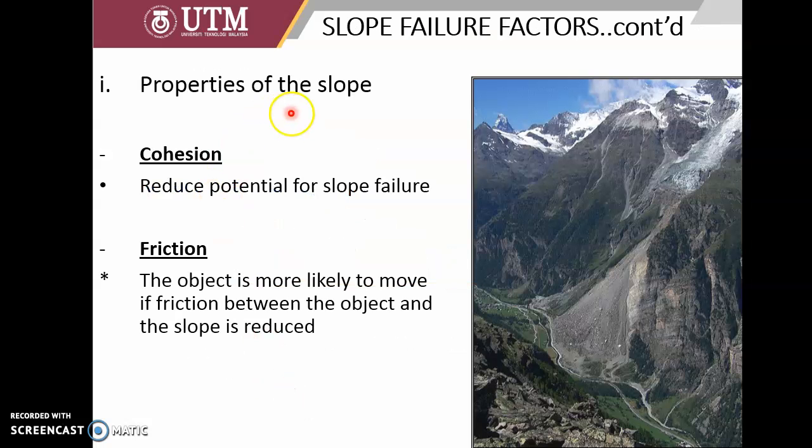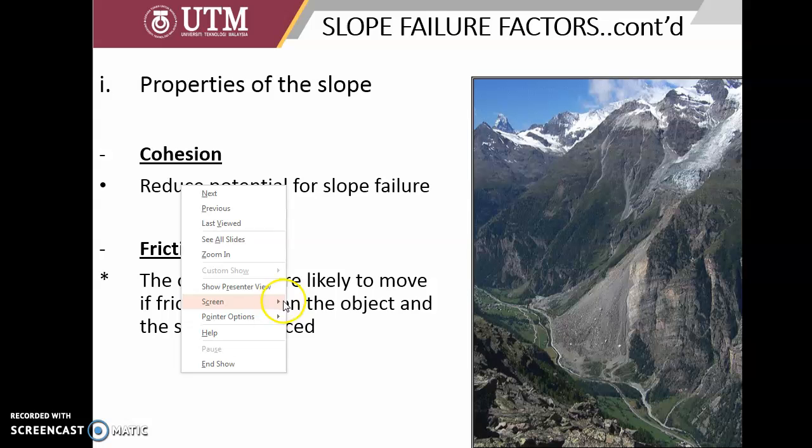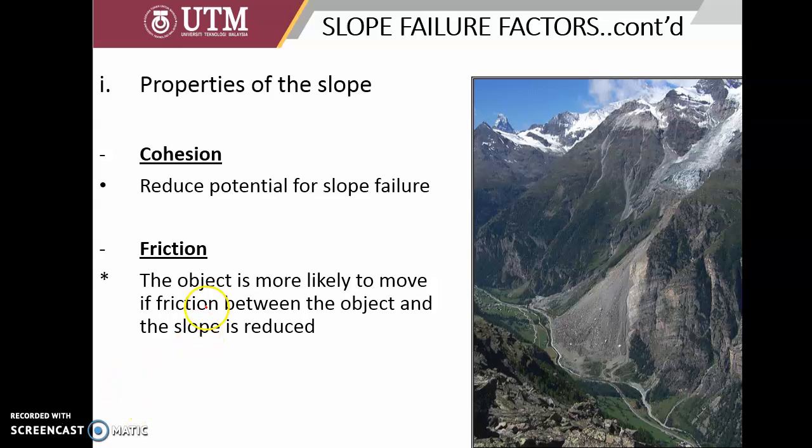Next, the properties of the slope. Of course, two important parameters, as we discussed for shear strength just now, are cohesion and friction. These two parameters are very important. Cohesion, the symbol is C, and the unit is usually kilopascal or kilonewton per meter square. Friction can be the friction of the solid particles, and can also be represented by the angle of friction. The angle is in degrees.